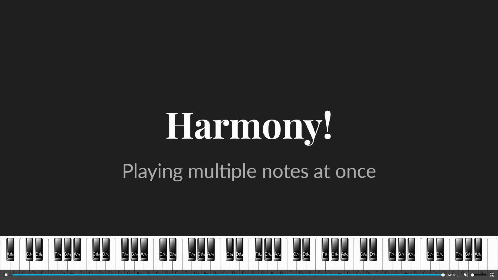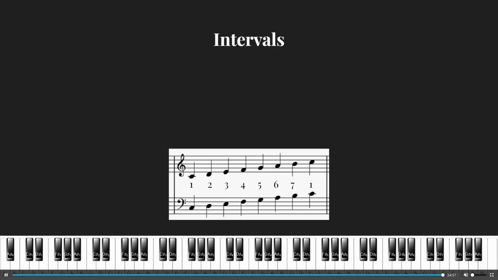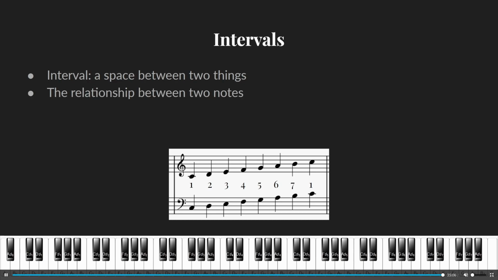But now I want to go on to harmony, playing multiple notes at once. So right now I've just been playing one note at a time, but we can go and do more. And I think this is where things get really fun, because there's so much room for expression and creativity within harmony. So starting off, intervals. And the definition of an interval, it's a space between 2 things. And in music, we can understand that to be the relationship between 2 notes.